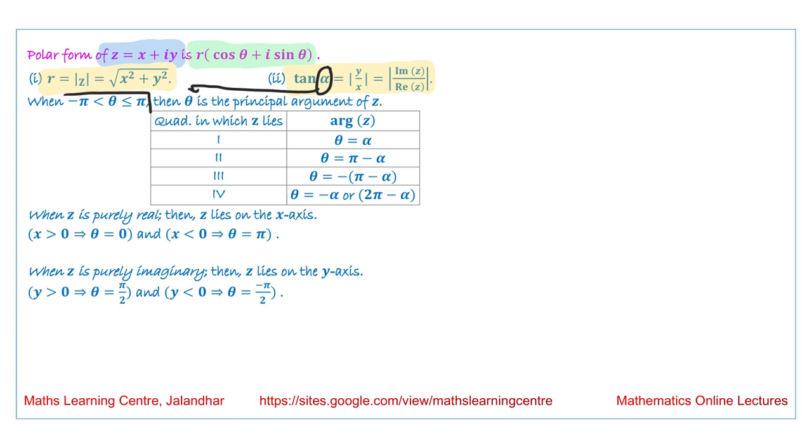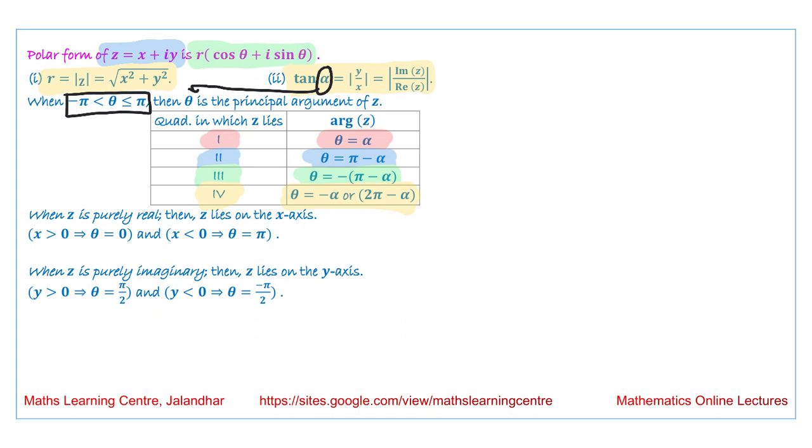where theta lies between minus pi to pi. Then the answers we have: if z lies in the first quadrant, then theta is equal to alpha. If z lies in the second quadrant, then theta is equal to pi minus alpha. When z lies in the third quadrant, the answer is minus pi plus alpha, and when it lies in the fourth quadrant, the answer is minus of alpha or 2 pi minus alpha. So these are the cases when the number does not lie on the axis.